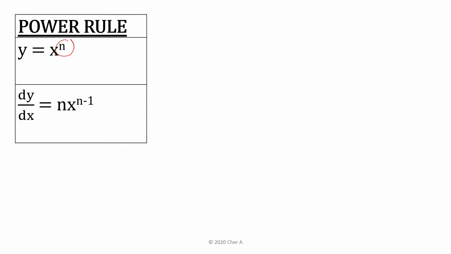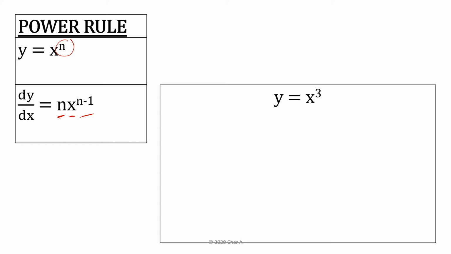So how do we differentiate this? You bring the power down to the front, x remains, and the original power subtract by 1. So let's look at an example. We see a function here, y equals x to the power of 3. So differentiate. Three is the power, we bring it to the front, x remains, 3 minus 1. So we will get 3x squared.